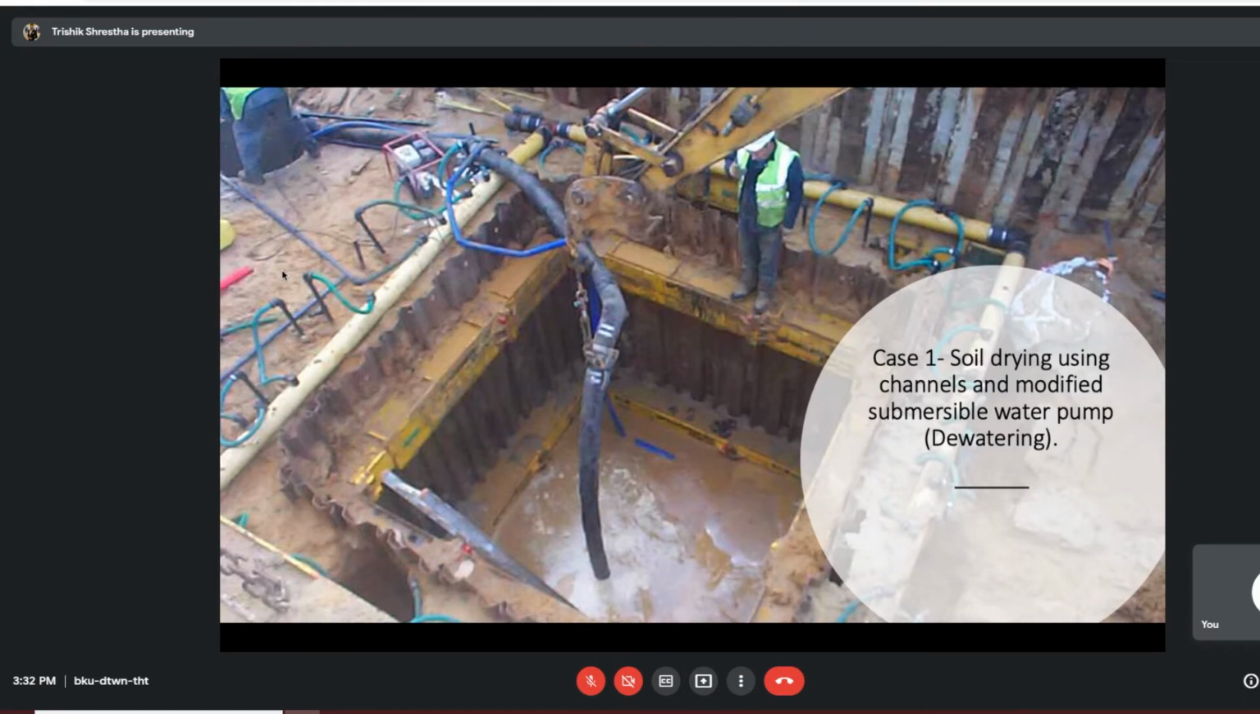Dewatering is a term that every contractor and every engineer knows, where you're basically pumping out the excess water that you don't require from the construction site or from wherever it needs to be pumped from. The challenge was we had to perform this dewatering in a condition where the submersible pump could not function for more than an hour. You put the submersible pump in these muddy waters for more than an hour and you need to buy another pump. That was the challenge that we faced.